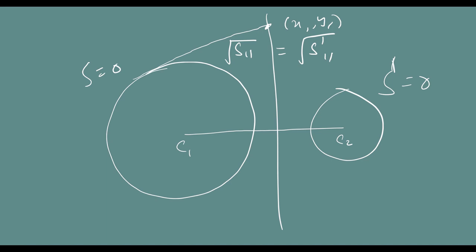Now we know that root S11 is nothing but the length of the tangent from the point to the circle S equal to 0, and root S'11 is also the length of the tangent from the point to the circle S' equal to 0. Now as these two are equal, that means the lengths of the tangents are equal. So the moral of the story is, if it is possible to draw tangents from any point on the radical axis to the circles, then the lengths of the tangents from that point to both the circles are the same.